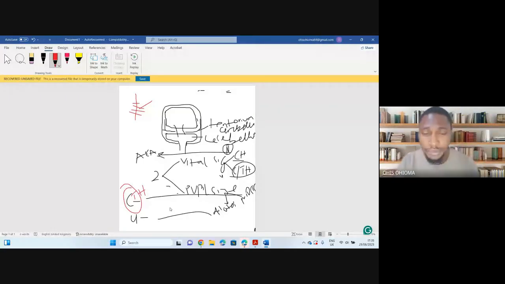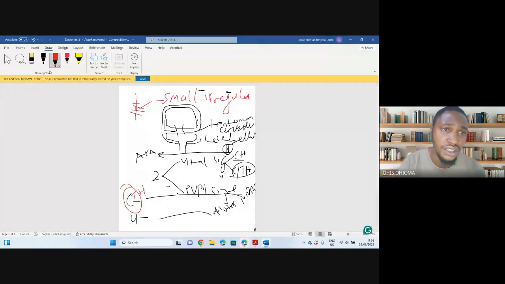These patients usually present with small, irregular pupils. That's how these patients present in the early phase. In the late phase, they tend to have irregular pupils, but it will still be small. So it is small, it is irregular. That's how you know a patient has central transtentorial herniation.